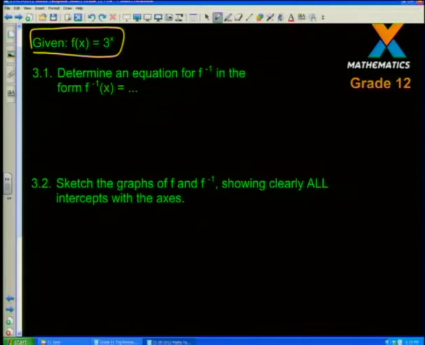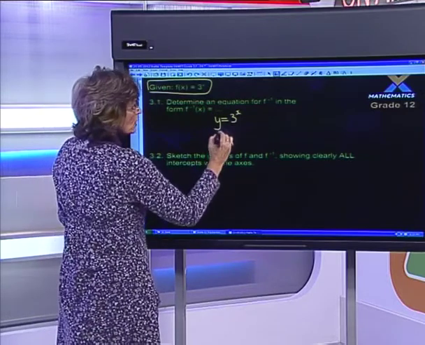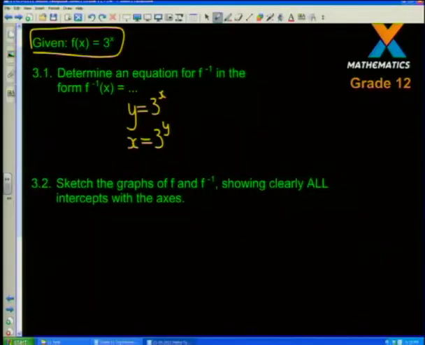Determine an equation for the inverse in the form f's inverse of x equals. Now, guys, I know that all of you are aware that when we take a graph and we want its inverse, we switch the x's and the y's. So what you would do first is say x is equal to 3 to the y.